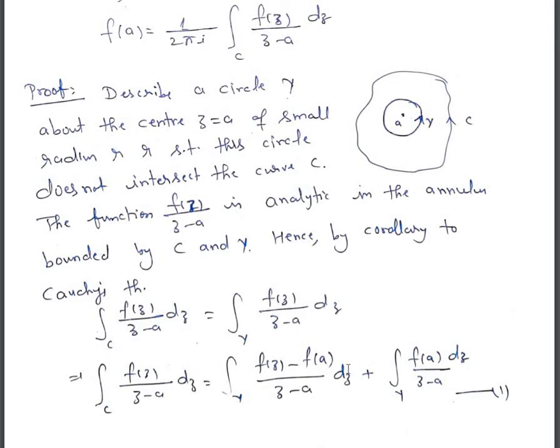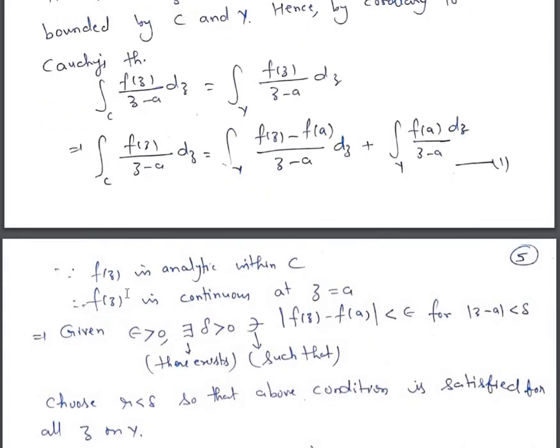Now, subtract f(a) from here and then add. So, we have integral over C f(z) dz upon z minus a is equal to integral over gamma f(z) minus f(a) upon z minus a dz plus integral over gamma f(a) upon z minus a dz. Now, since f(z) is analytic within C, it is given to us. So, therefore, f(z) is differentiable, and if a function is differentiable, then it is continuous. So, therefore, f(z) is continuous at z is equal to a.